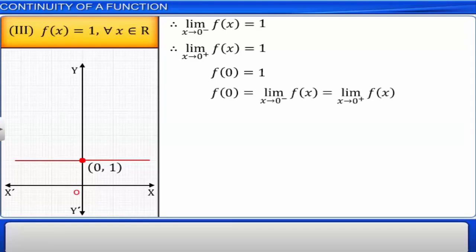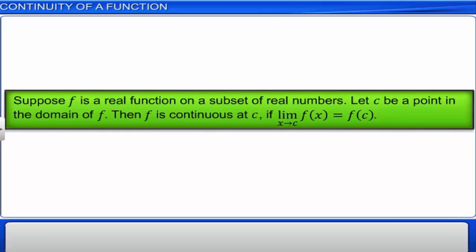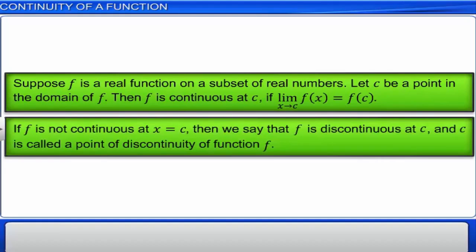Let's phrase the definition of continuity. Suppose f is a real function on a subset of real numbers, and c is a point in the domain of f. Then f is continuous at c if the limit of f of x as x approaches c is equal to f of c. If f is not continuous at x is equal to c, then we say that f is discontinuous at c, and c is called a point of discontinuity of function f.